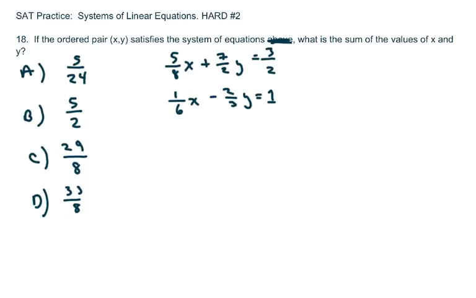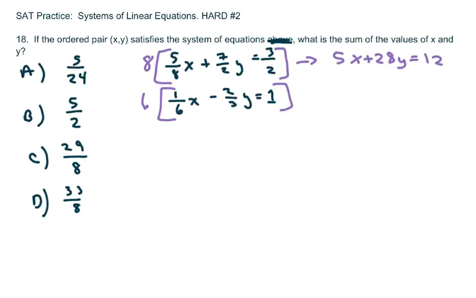And since we have all these fractions, what I'm going to do is multiply this first equation through by my common denominator, which is 8. And the second equation, I'll multiply through by my common denominator, which is 6. And when you do that, the 8's cancel here. So what you'll get is 5x plus 28y equals 12. And here you get x minus 4y equals 6.